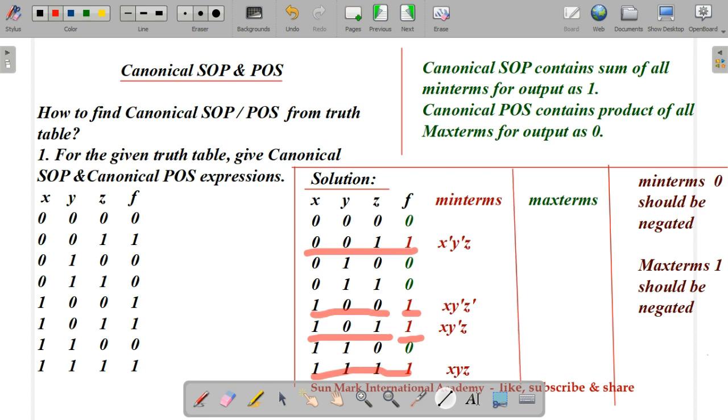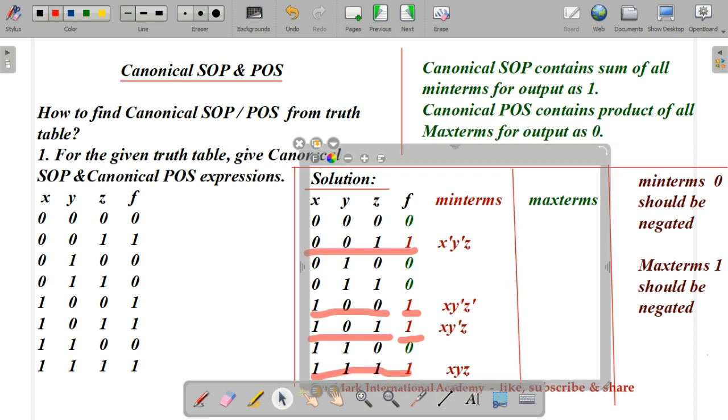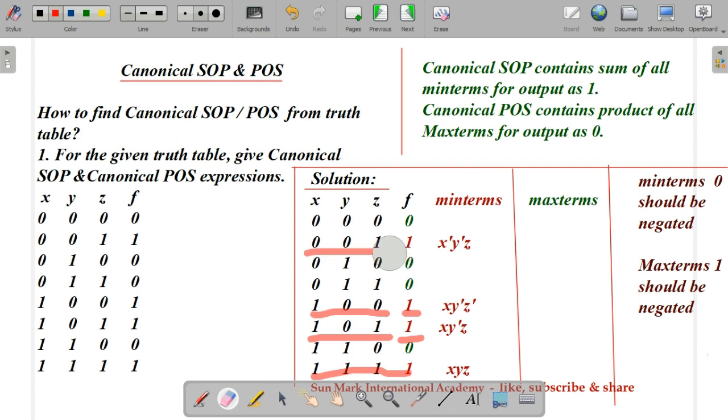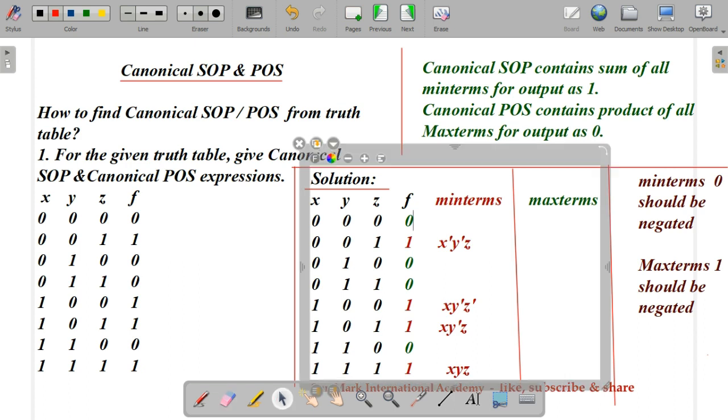Next is the maxterm. We need to find the maxterms. What is the condition? The product of all the maxterms is for the output 0. So wherever we get 0, that is the corresponding maxterm. We write it the same way as for the minterm, but for a maxterm, 1 should be negated. So here we can write X plus Y plus Z.